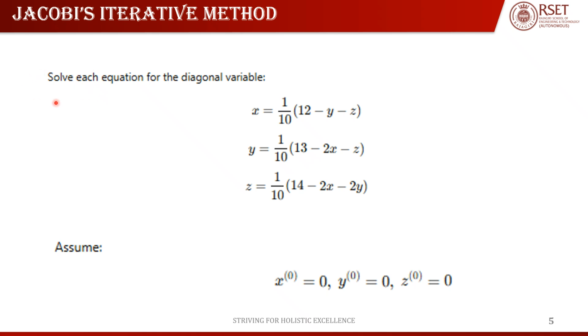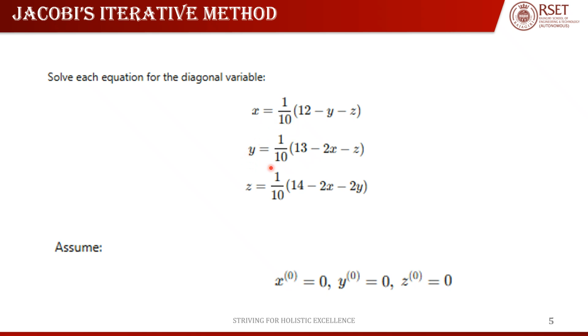Let's see the problem. Solve each equation for the diagonal variable. You are given three equations, right? Now what you do is separate for x. First you keep 10x here and take the variables y and z to the right. You had 12 here, and the plus y you take to the other side, so it will be minus y, and the plus z you also take to that side. Then you have 10x here, so you just divide by 10.